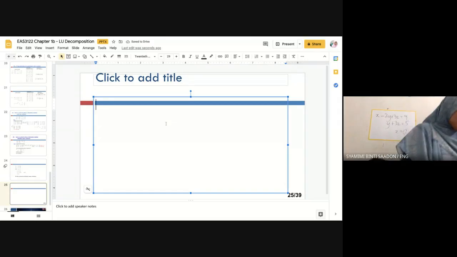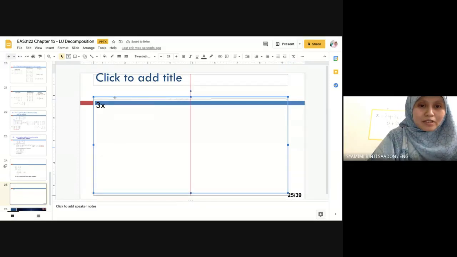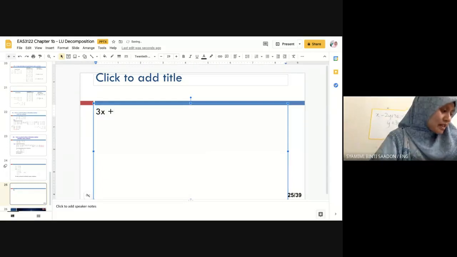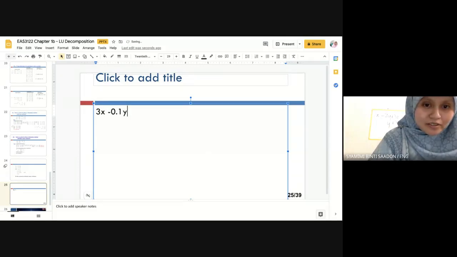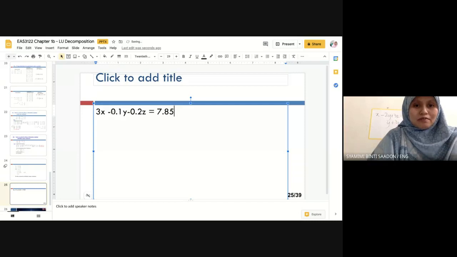Okay, so I write this in equation: 3x plus and minus 0.1y, minus 0.2z equals 7.85. So this is the first linear equation.